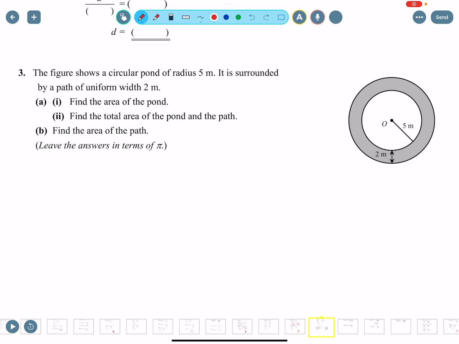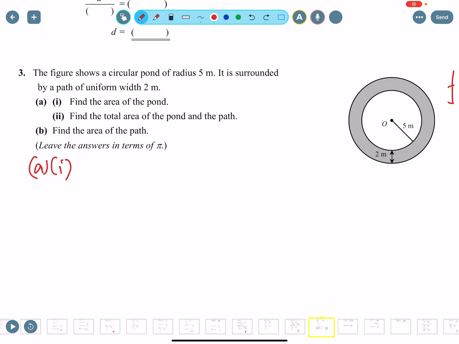Area of the pond, there's a circular pond. The pond is probably this shaded region here. It is surrounded by a path. Oh, no, my bad. The pond is the middle, and then the path is this one over here. So let's start with A. Find the area of the pond.